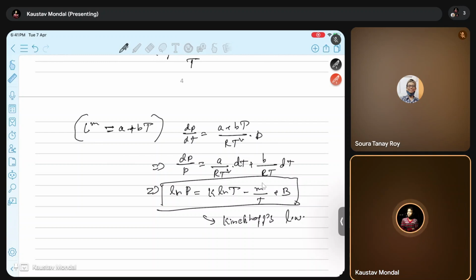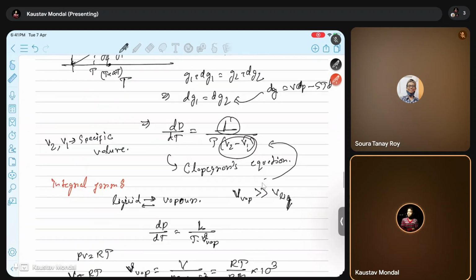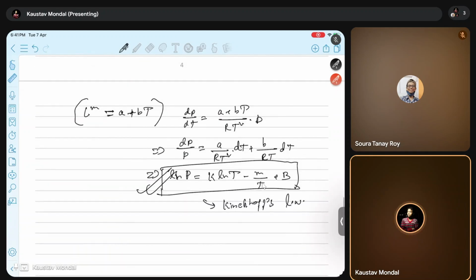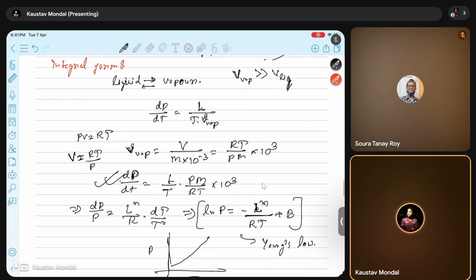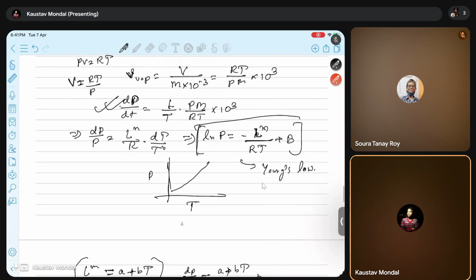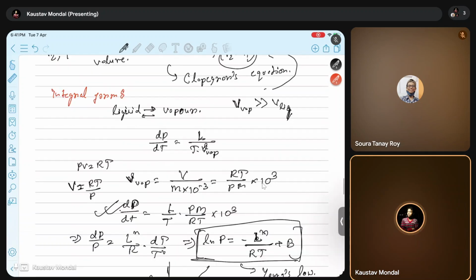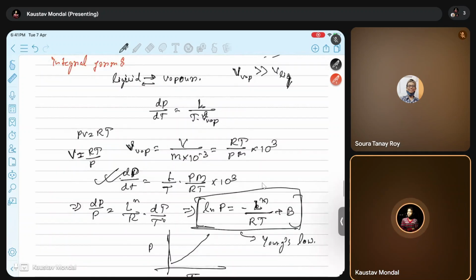This result is also very much consistent with experimental results. This equation is consistent with very many experimental results. These are the two important relations: one is Young's law, and next is Kirchhoff's law. These are nothing but integral forms of the Clapeyron's equation for a simplified case.